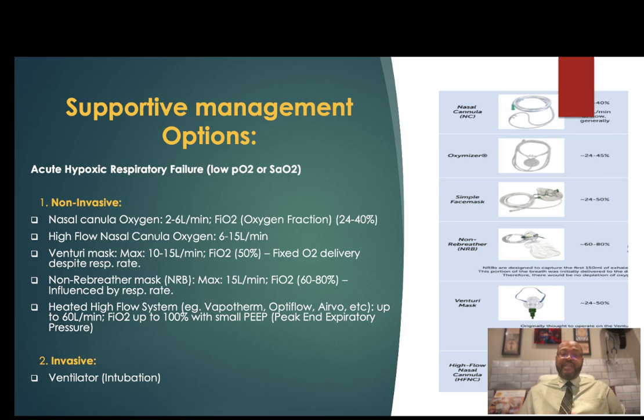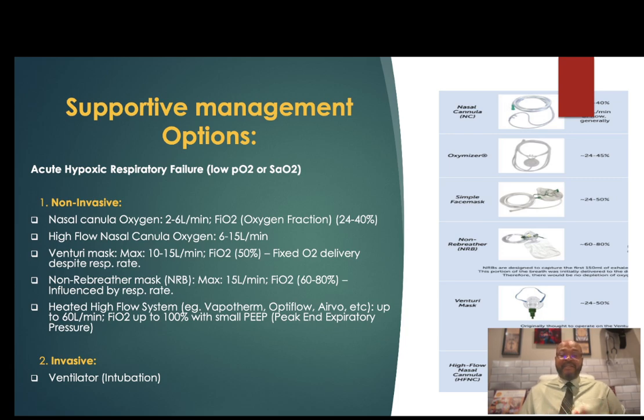So let's start with the acute hypoxic respiratory failure, where the oxygen level is low. You have the non-invasive support systems and, of course, the invasive one, which is the vent. So first of all, when the oxygen is low, we usually start with nasal cannula oxygen that can provide 2 to 6 liters per minute of oxygen and oxygen fraction up to 24-40%. And then if that doesn't work and oxygen is still low, you can go to the high flow nasal cannula, which can go as high as 15 liters per minute.